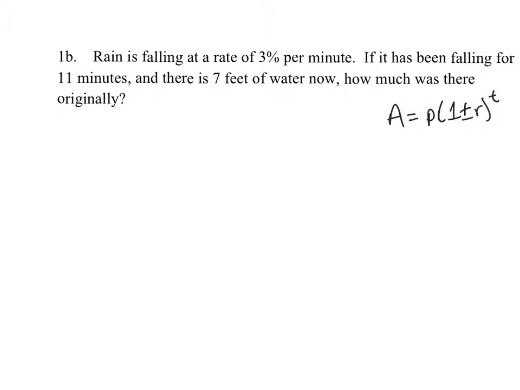Since rain is falling, which is again accumulating at 3% per minute, we're going to write 1 plus 0.03. What it also tells us is the time. It tells us it has been falling for 11 minutes, so we'll also plug in 11 for T. Then it finally states there is 7 feet of water now. This won't go into our P because that's the principal amount. It'll go into the total amount. So we'll write 7 equals P times (1 plus 0.03) to the 11th power.